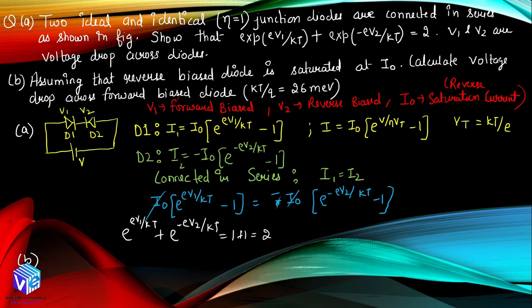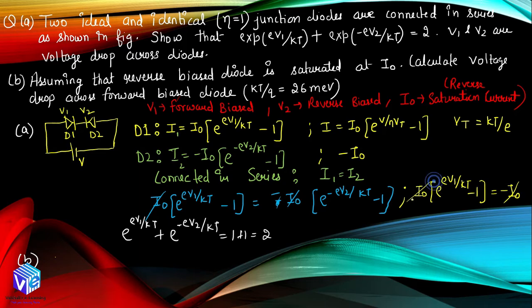So now we are considering that the second diode is saturated. When the second diode is saturated, the current due to it will be I naught only. So here I can replace this equation at saturation. Instead of having this equation for D2, I will be having only minus I naught. So when I replace it here, what would the equation be now? I naught times (e raised to power eV1 upon kT minus 1) is equal to minus I naught.